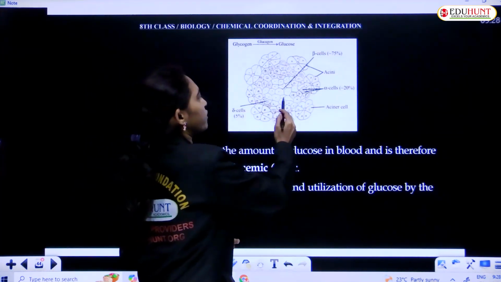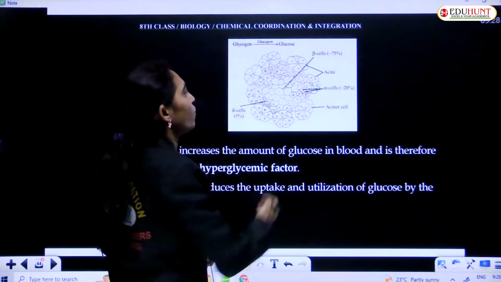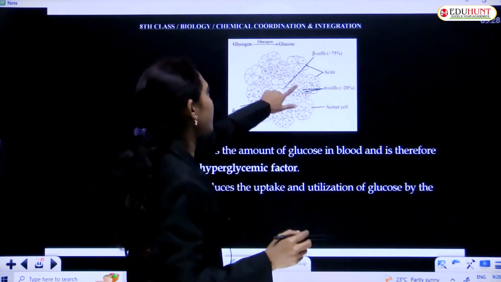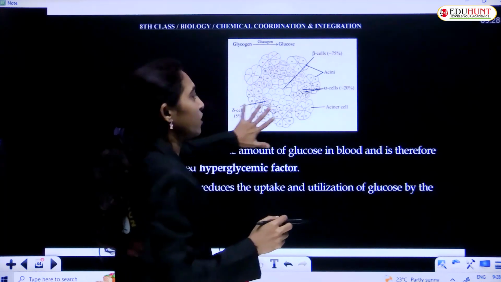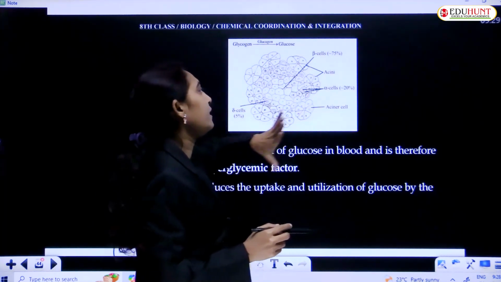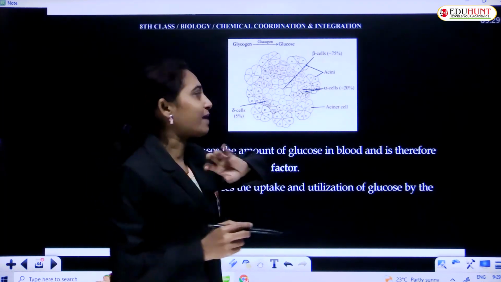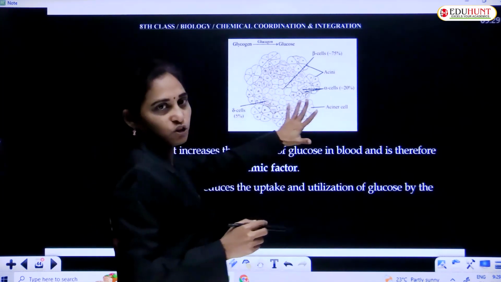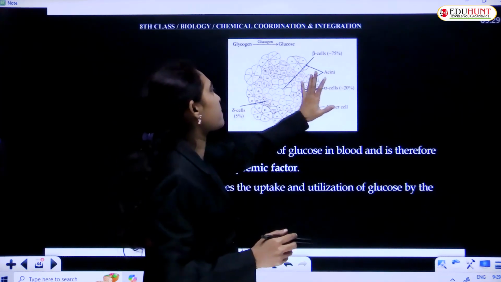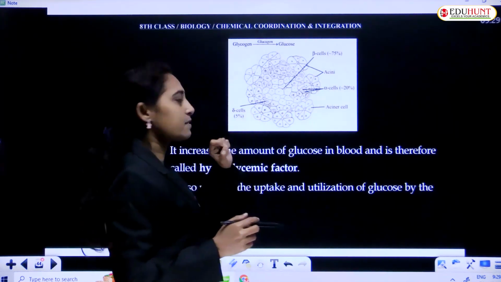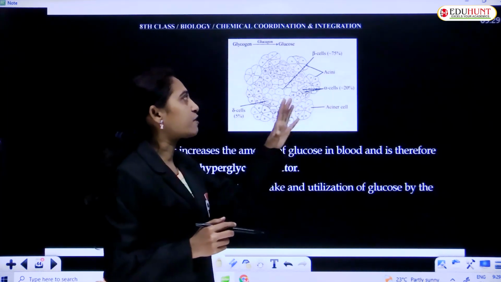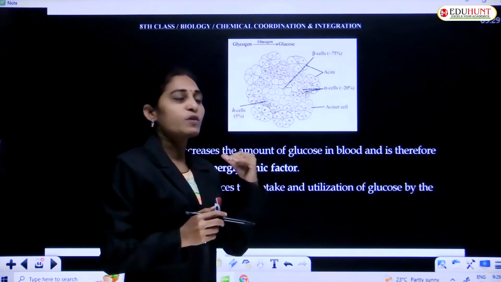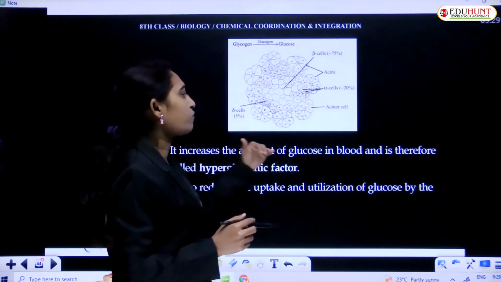This is the cross section of a pancreas where you can see the beta cells. These are acini, the flower-like structures situated in the peripheral region of the pancreas. They cause the release of the pancreatic juice, and then these are the cells which are compactly arranged without any spaces. These are the beta cells, alpha cells, and delta cells are also there. Alpha cells are responsible for the production of glucagon, and beta cells for the production of insulin, and glucagon increases the amount of glucose in the blood.